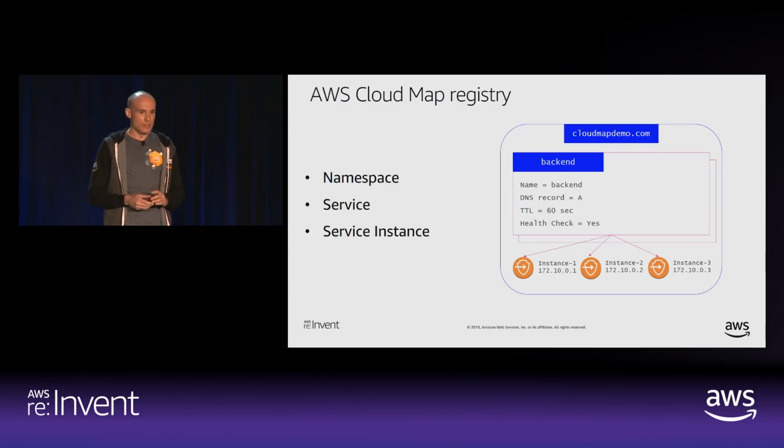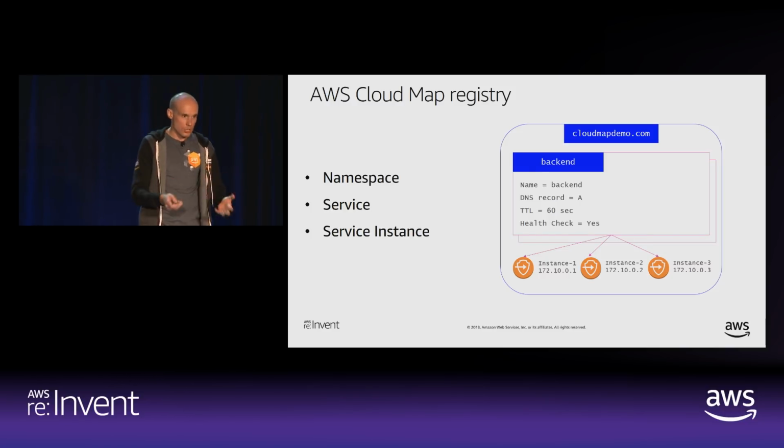And the service can be backend.cloudmapdemo.com. That service defines how the service instances are registered in DNS and in the API discovery plane. So your service instances are actual resources with IPs or URLs or ARNs that you connect to.